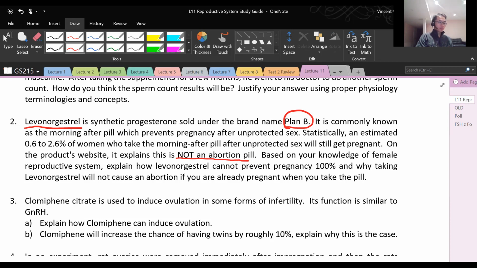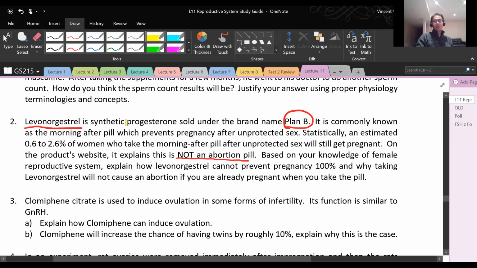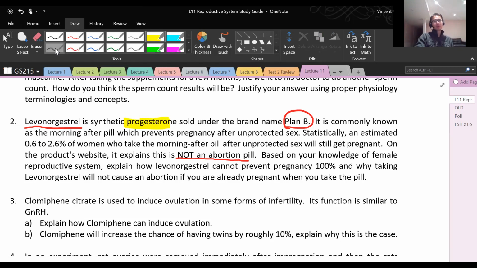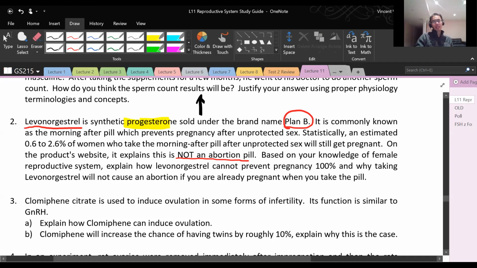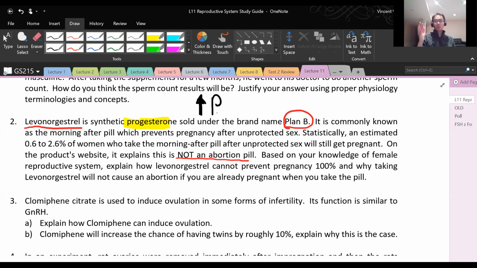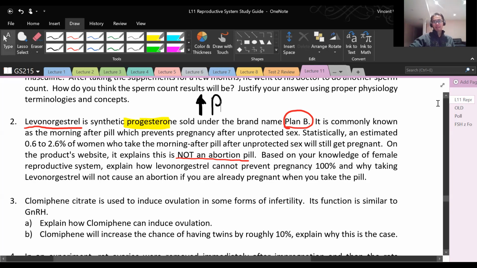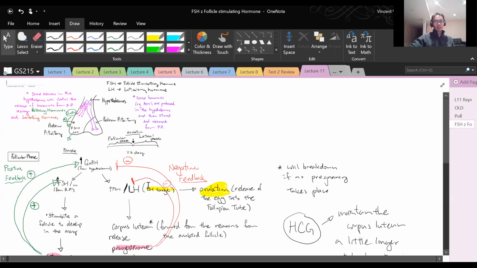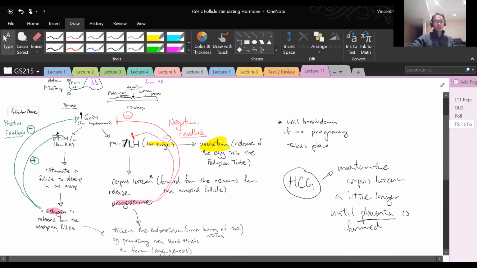No suggestions? All right, I'll answer my own question then. Essentially, when a person takes this pill, you are synthetically boosting up your progesterone level. So this results in an increase in progesterone level in the body. What does that do? Well, increased progesterone will reinforce the negative feedback loop, right? If we look here, the progesterone will suppress GnRH, and suppress FSH and LH.